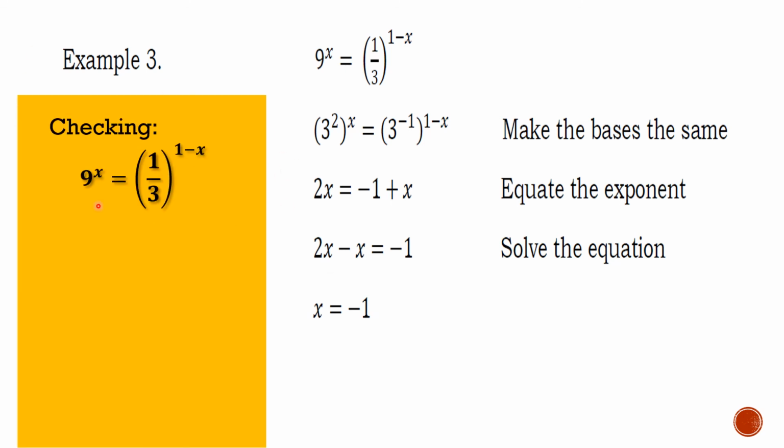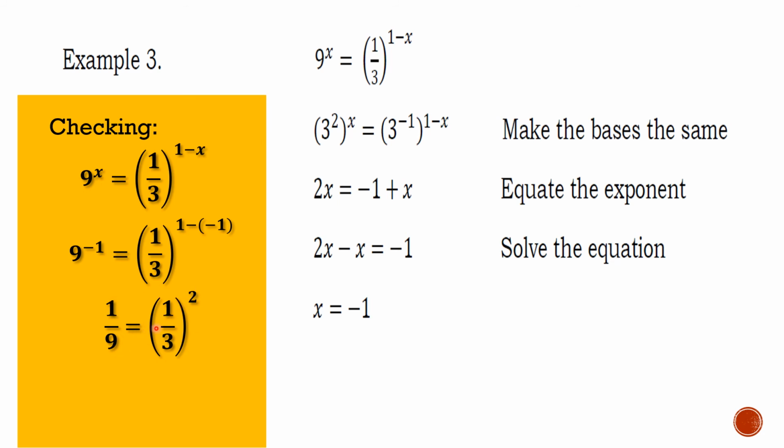Okay, copy the given equation, then substitute the value for variable x. So, ito yung ating equation. Input lang natin ang ating value ng x na nakuha natin sa solution natin dito. 9 raised to negative 1 is equal to 1/3 raised to 1 minus negative 1. So, 9 raised to negative 1 can be written as 1 over 9. Right? And then the exponent here, 1 minus negative 1, is equal to 1 plus 1, that is 2. So, 1 over 9 is equal to 1/3 squared.